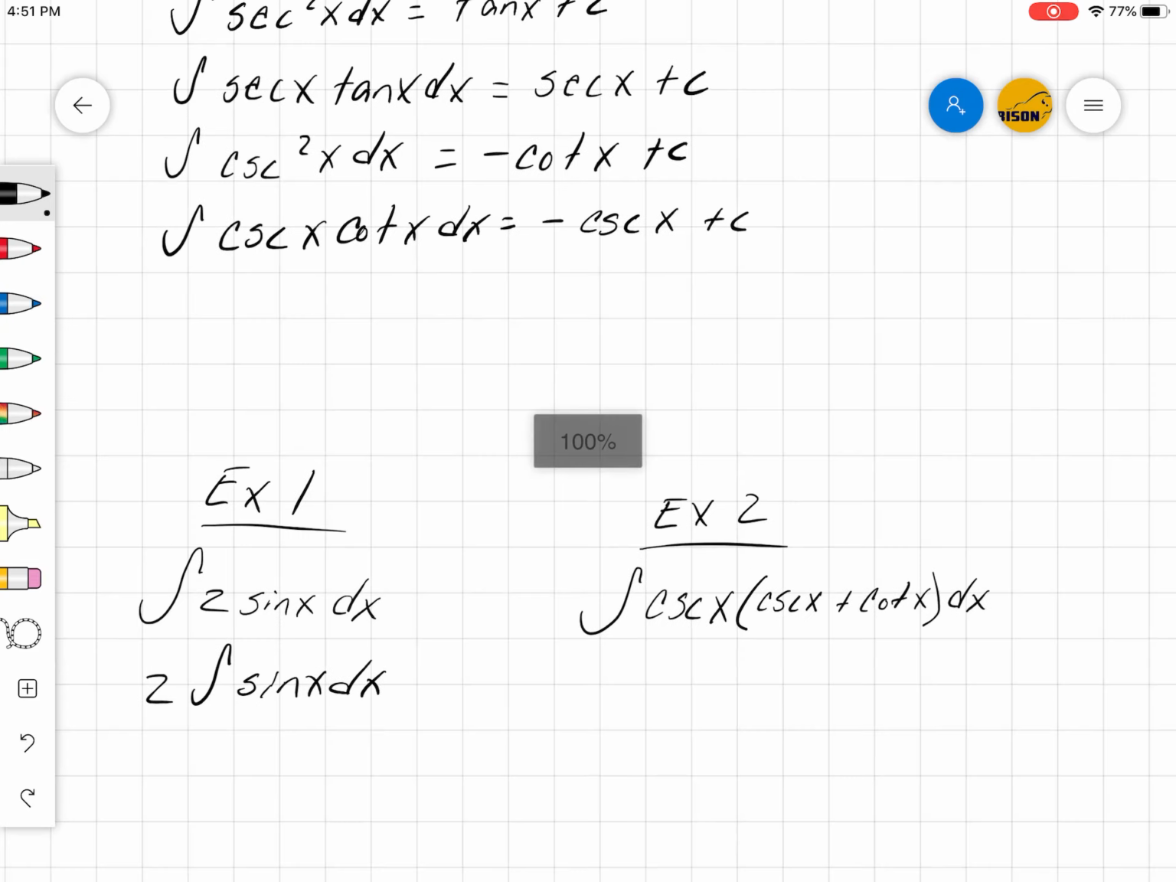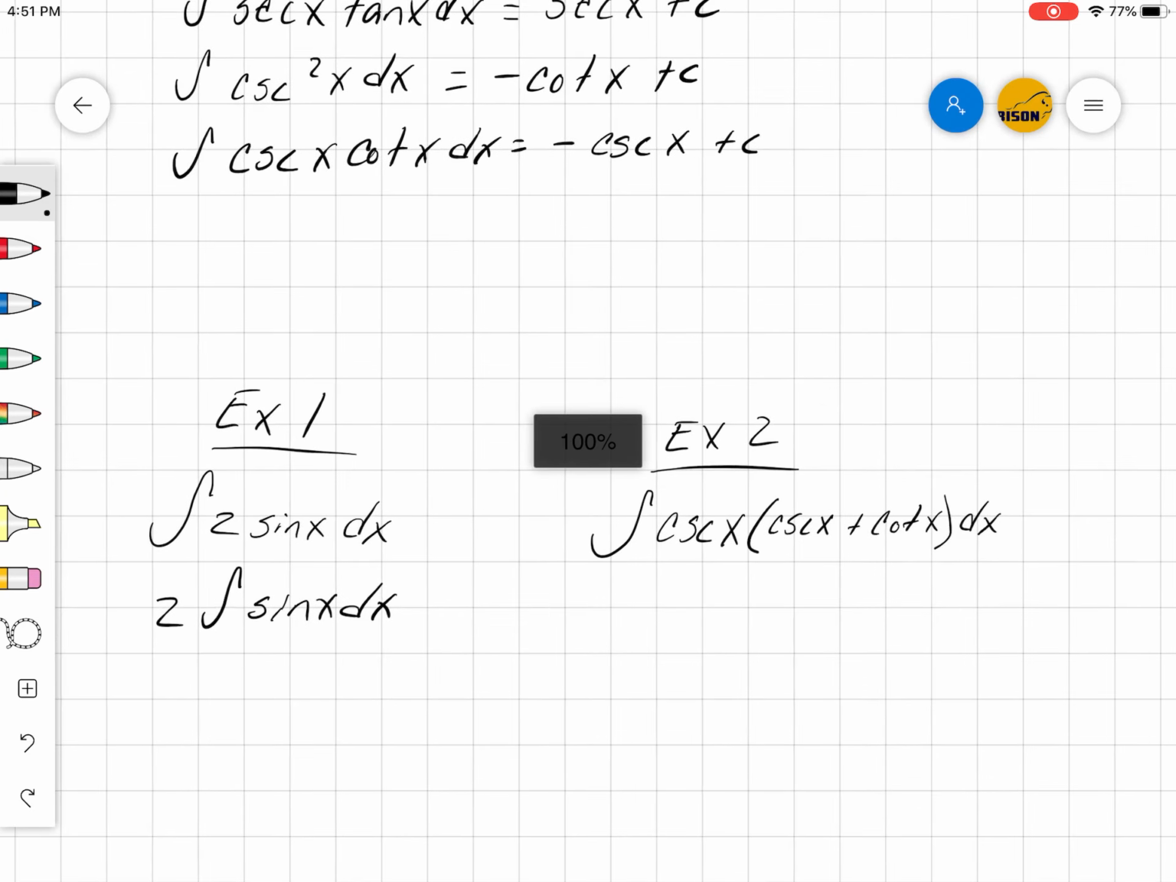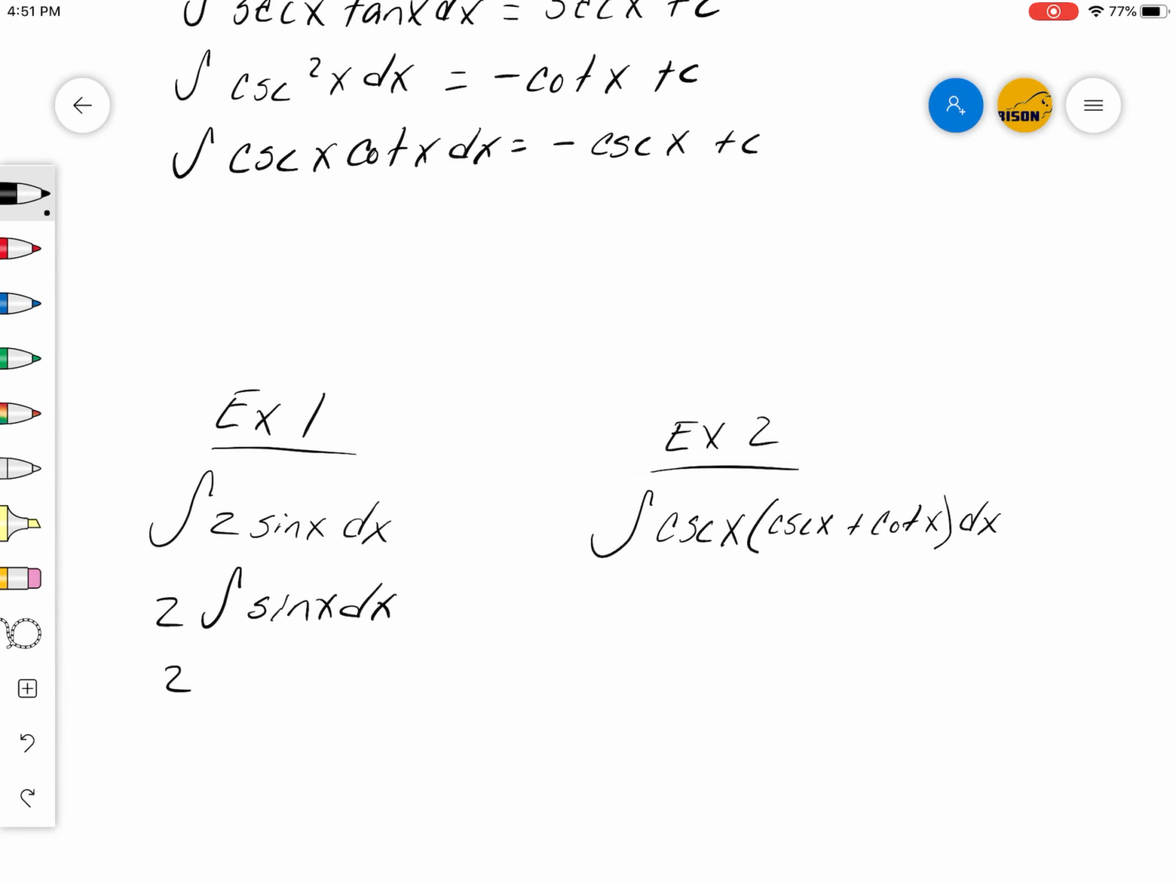It's very simple from here because we know how to integrate sine x, because it's right here at the top of the screen. Sine x dx is equal to negative cosine x. So I still have the 2 out front, but then that's multiplied by the integral of sine x, which is negative cosine x. So that really turns into negative 2 cosine x, and then don't forget about the plus c. So that is what that integral equals.